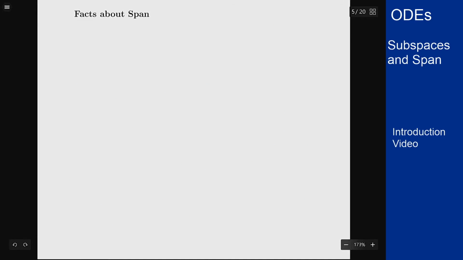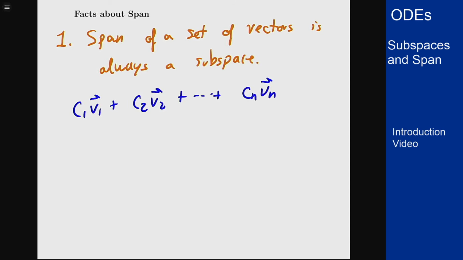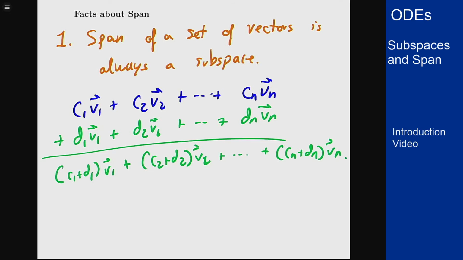Now, some facts about the span. First fact: the span of a set of vectors is always a subspace. Why is that? Well, the span is all vectors of the form c1v1 plus c2v2 plus up to cnvn for choices of constants. If I add two of these together, I'm really just combining the constants, and so that's another vector of the same form, so it fits into the span. If I multiply by a constant, I'm just multiplying each of these constants by that same number, and so it fits into the span as well.